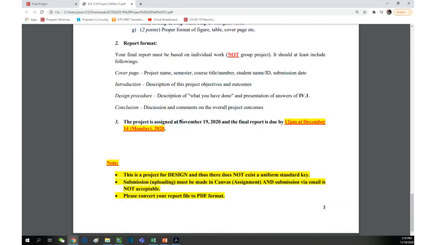Assigned today and due by noontime. 12 p.m. is noontime. It's not midnight. Noontime of December 14th. December 14th is the very first day of the final week.